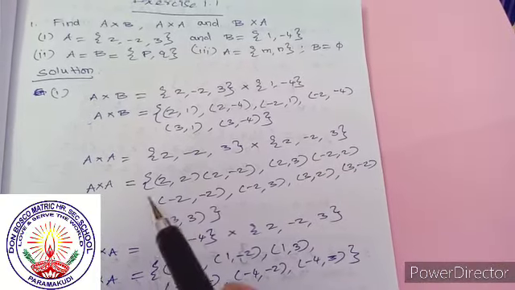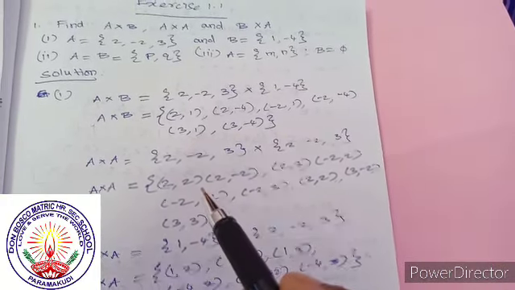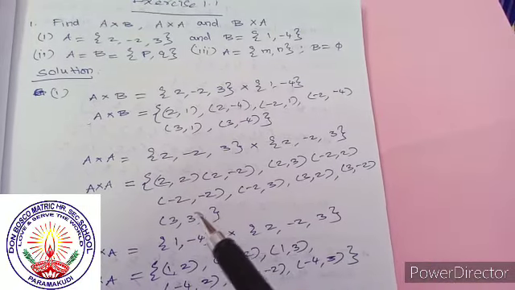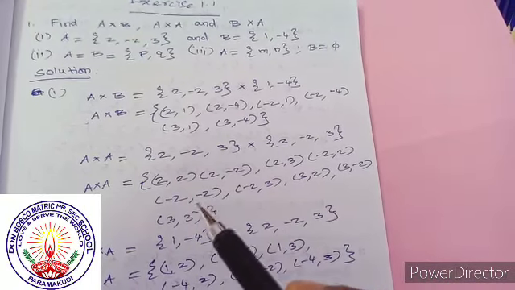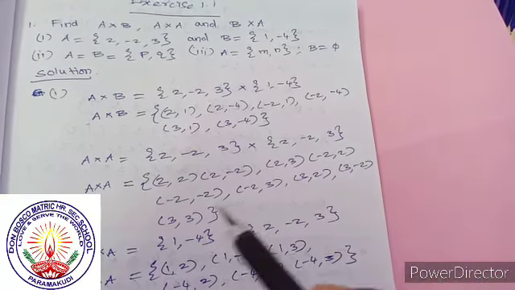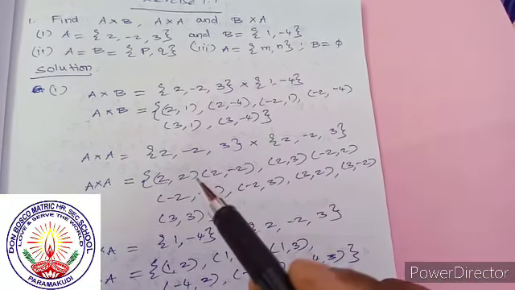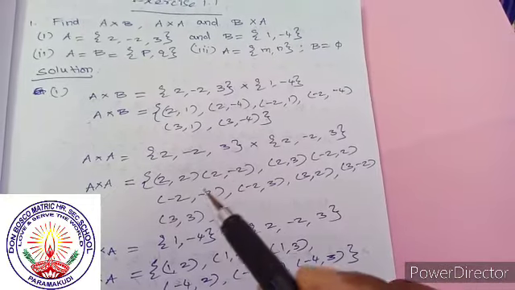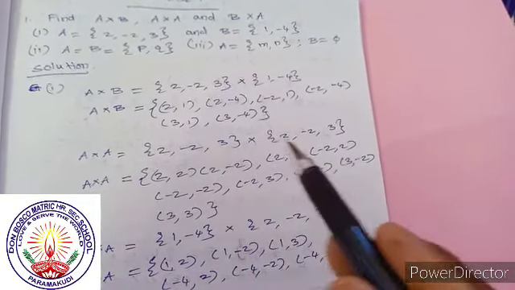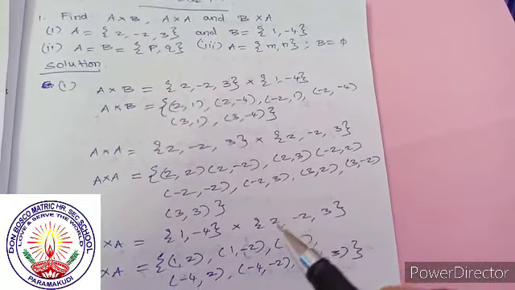So we will have the Cartesian product A cross A is equal to (2, 2), (2, -2), (2, 3), (-2, 2), (-2, -2), (-2, 3), (3, 2), (3, -2) and (3, 3). Count the number of elements: 1, 2, 3, 4, 5, 6, 7, 8, 9. Here 3, here 3, 3 into 3 is equal to 9. So we have written correctly.